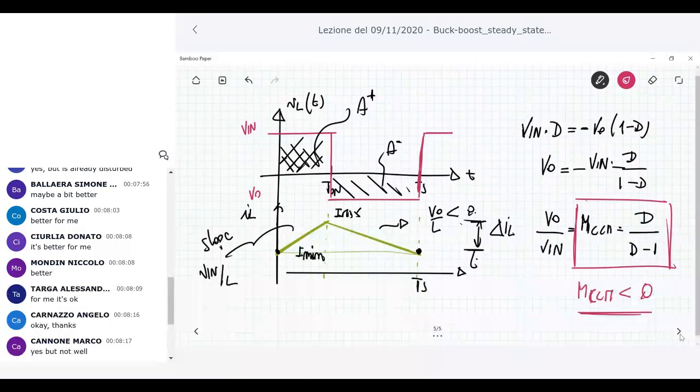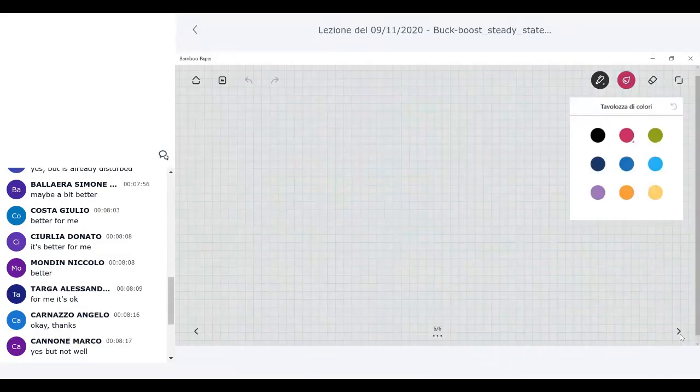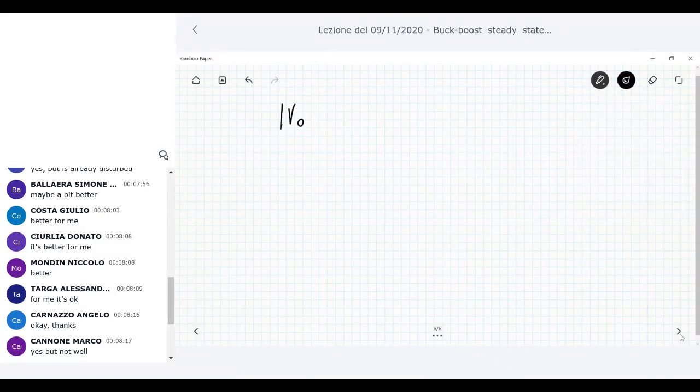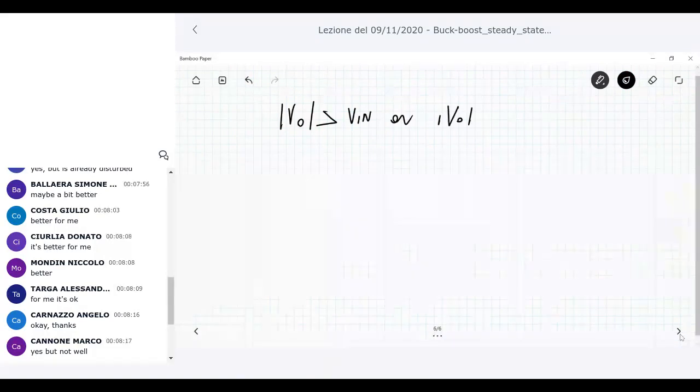This occurs for the sign. Okay, the output polarity is the opposite of the input polarity of the voltage. But what happens about the magnitude? The magnitude of the output voltage, depending on the value of D, can be, let's say, larger than 1 or less than 1. So if you look at the magnitude, V naught, absolute value, can be larger than V in, or it can be lower than V in. Okay? Opposite polarity, but the magnitude can be whatever you want.